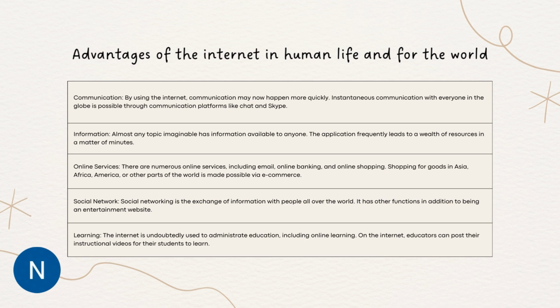Social network. Social networking is the exchange of information with people all over the world. It has other functions in addition to being an entertainment website. Lastly, learning. The Internet is undoubtedly used to administrate education, including online learning. On the Internet, educators can post their instructional videos for their students to learn.